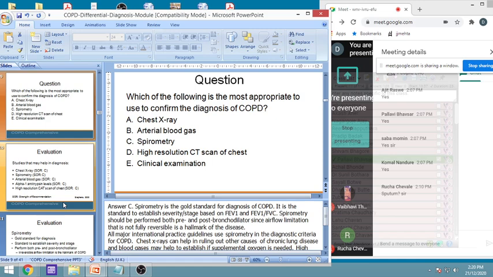But if it is reversible, then it can be asthma. This is a very, very clear diagnosis. And if there is no big change after bronchodilator addition, then it can be COPD. So this is the first type of differentiation.